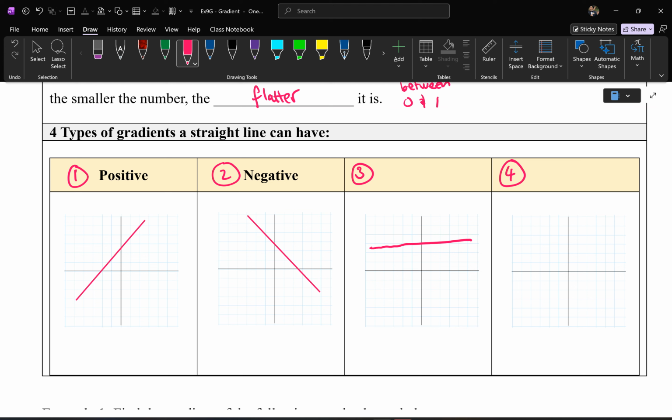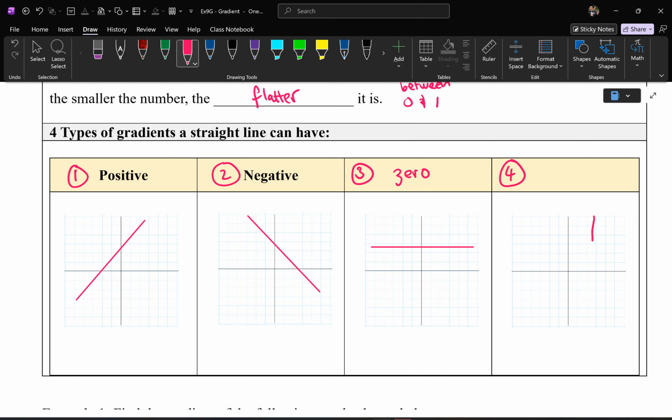0 will look like a very flat horizontal line. So it's exactly 0 effort. See, uphill is adding more effort. Downhill is less effort. And then 0, which is no effort. It's flat. I'm okay to walk. Right? So this is called 0 gradient.